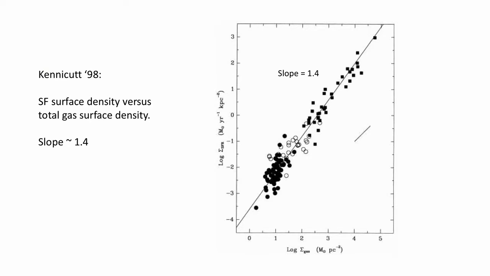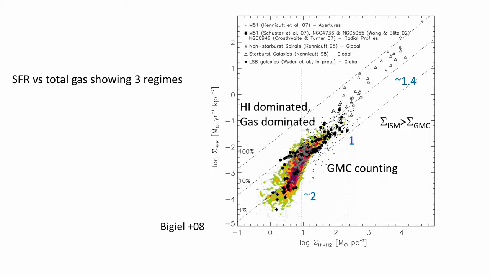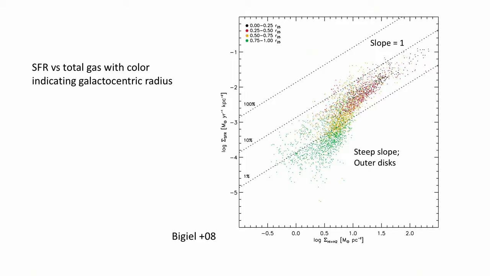2008, Bigiel did a study, and Leroy in a large group of papers with the THINGS galaxies, finding a slope of 1 on average. Now maybe it still goes up a little bit steeper, but they concluded it was about 1. And they saw for the first time this drop-off below log column density 1, that's 10, and you can see Kennicutt stop there. He couldn't have seen that.